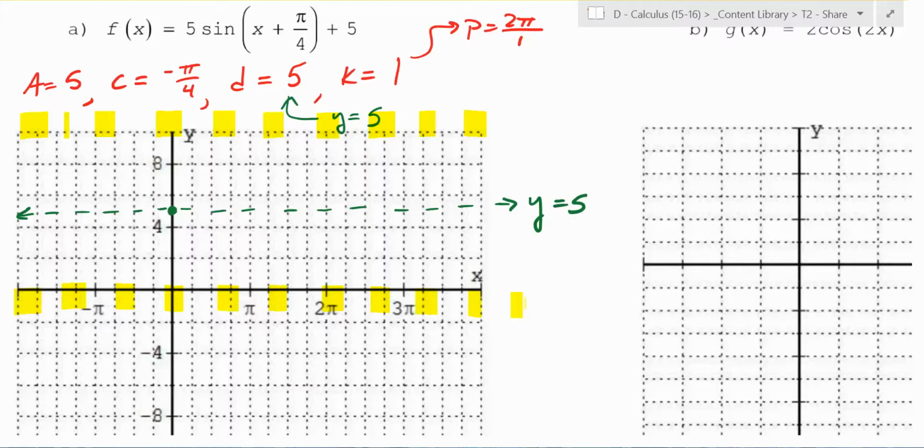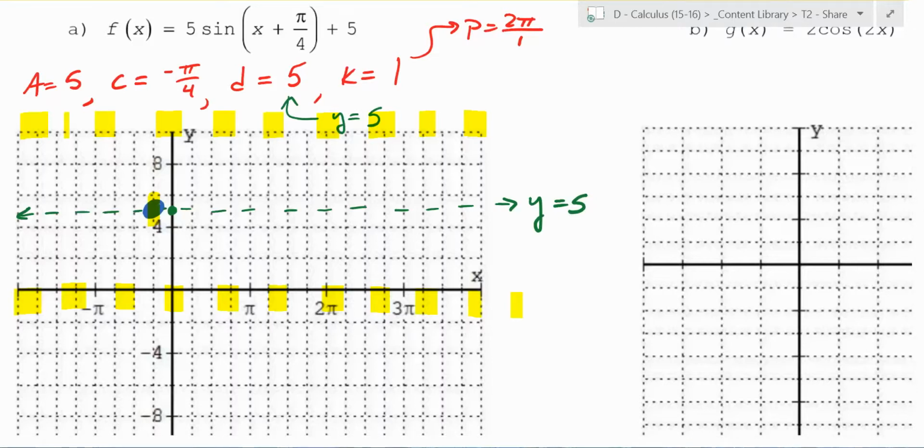So which direction do we move it? We move it to the left pi over 4. So where's our starting point going to be? Let's put it in blue, right here. There's our starting point. So it's going to go up and down and up again. What's our period? 2 pi.